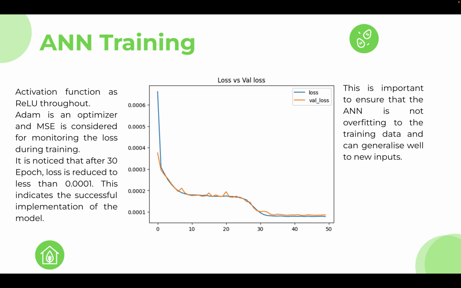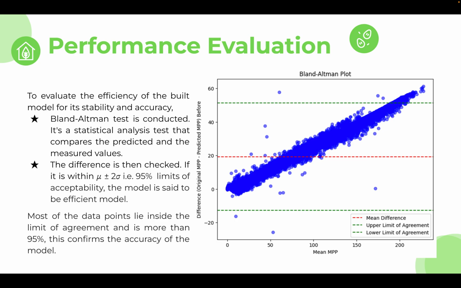To evaluate the efficiency of the built model for its stability and accuracy, a Bland-Altman test was conducted. This statistical analysis test compares the predicted and measured values and checks the difference. If it is within mu plus or minus 2 sigma, the 95% limits of acceptability, the model is said to be efficient. In this case, most of the data points lie inside the limit of agreement, confirming the accuracy of the model.